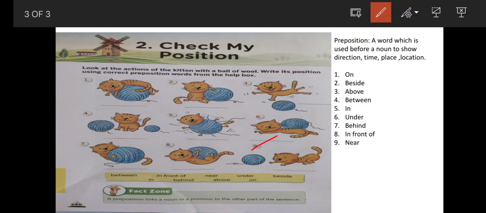Next, 9. What is the position of the cat? The position of the cat is near. The cat is near the wool. So this position is called near.